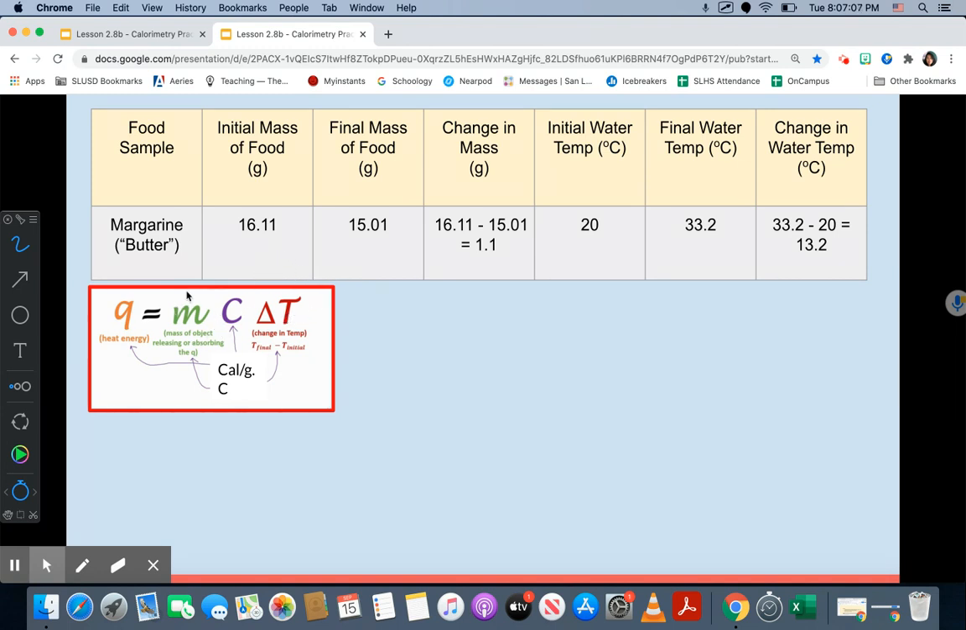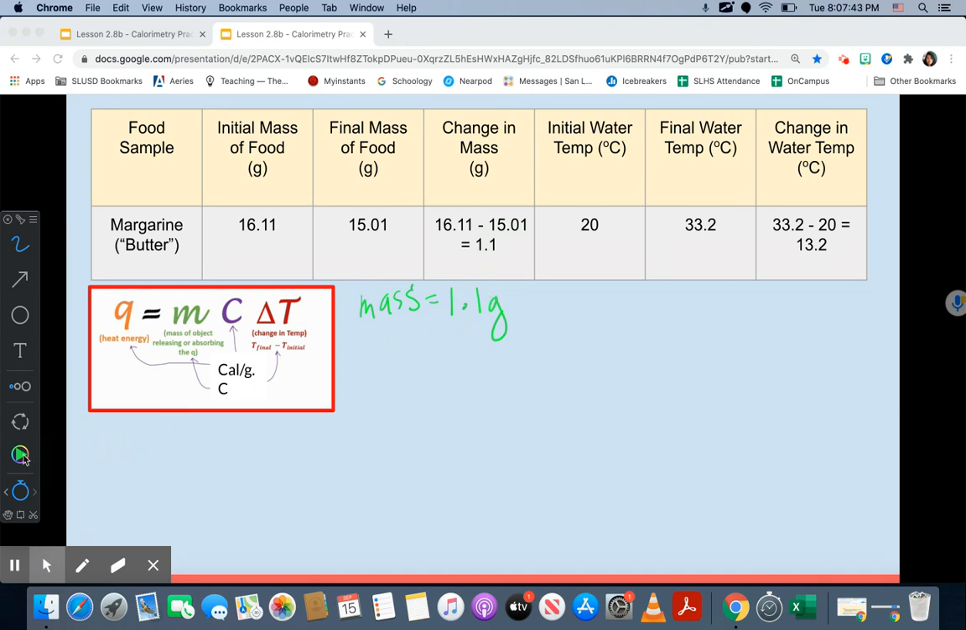So talking about the mass of the food burned, we know that our starting mass is 16.11. And after the food burned, when we weighed it again, the mass was 15.01. Because I only care about the mass of the food that burned, I'm going to subtract these two numbers. So my mass is actually going to be 1.1. I'm only going to subtract if not all of the food burned. So in this case, from the last video, not all of the food burned. That's why my mass is 1.1.